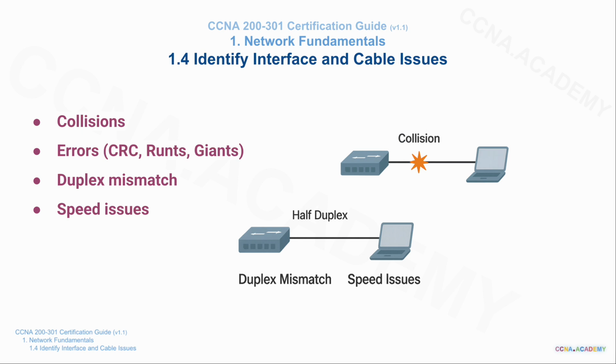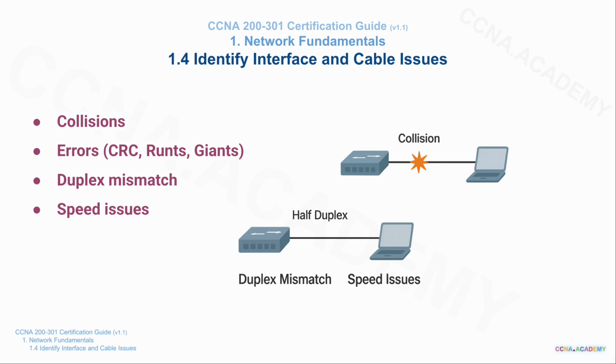You'll learn how to recognize collisions, CRC errors, runts, giants, duplex mismatches, and speed issues. We'll also cover how to read show interfaces output so you can quickly spot anomalies. These counters and messages provide key clues about what's really happening at Layer 1 and Layer 2. By the end of this lesson, you'll know not only how to spot the problem, but also how to resolve it.